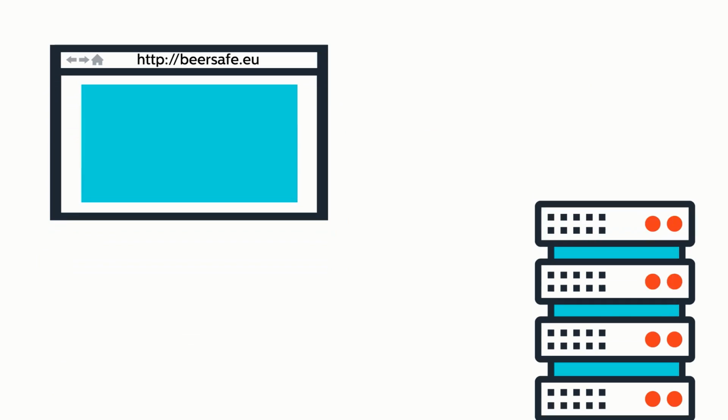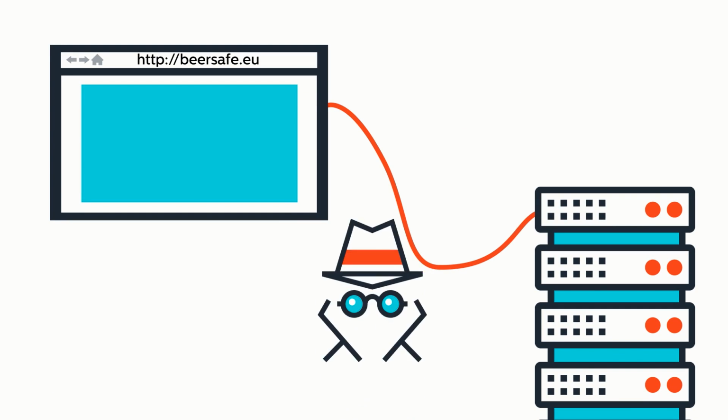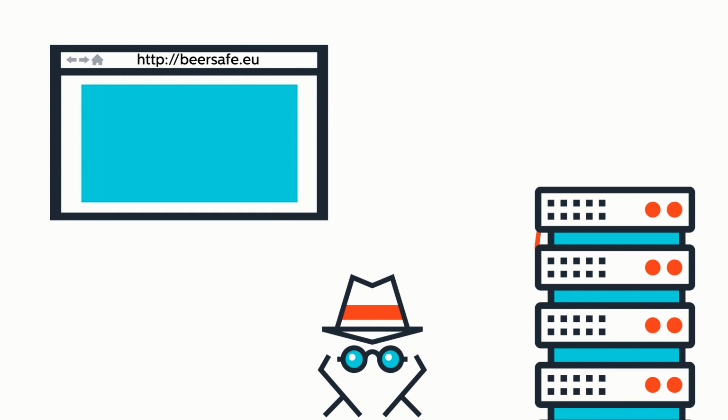Here, the user visits the BeerSafe application by typing beersafe.eu in the address bar. The browser transforms this domain name into an HTTP request and sends it to the server. The attacker on the network intercepts this request and forwards it to the web server. The server responds with a redirect towards the HTTPS version of the application. The attacker does not forward this redirect, but follows it himself. He fetches the contents of the requested page from the web server.